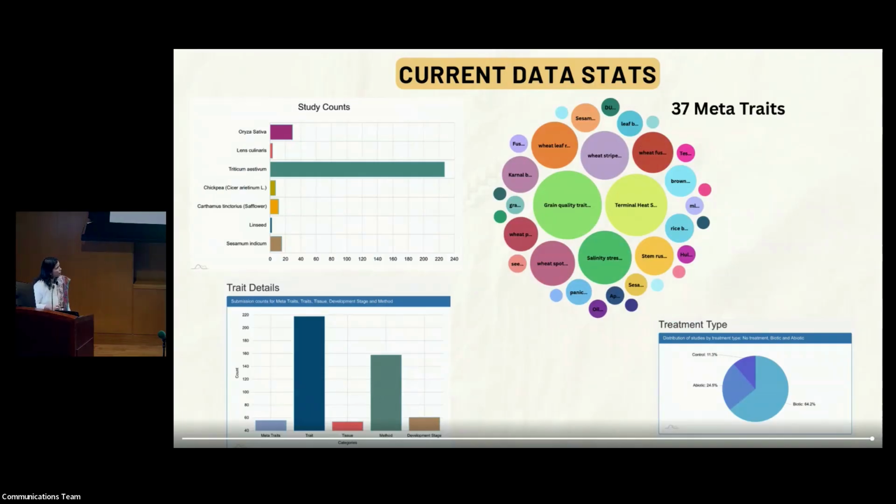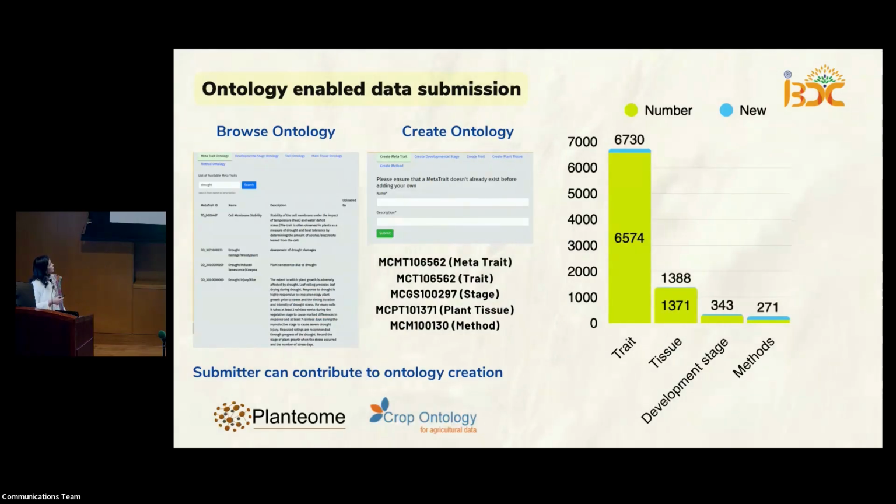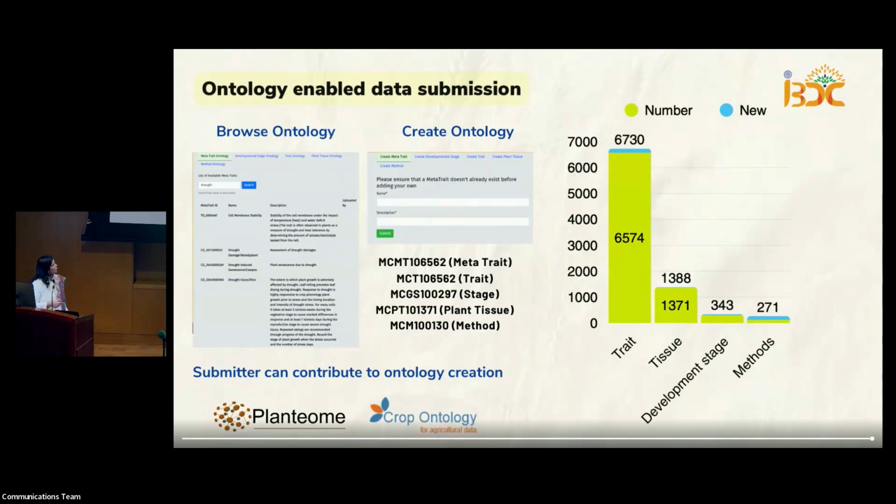As of now, majority of the data is on biotic, and some are in controlled conditions also. So these are the genotypic samples per study. Then these are the ontology-based systems. So we provide users with the browse ontology and create ontology. So every ontology term he creates will get a temporary accession. And as of today, these blue bars show that these ontologies were created by users, which need to be curated and then submitted to crop ontology.